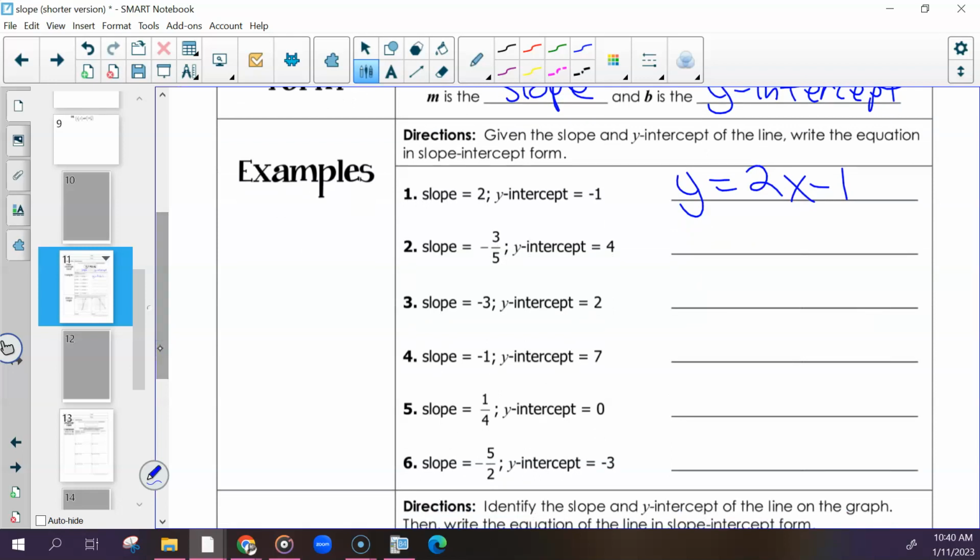If I said, how would we write 5? How would we do that? Or if you want it to still include the 0, you can put 1/4 x plus 0. Either or.